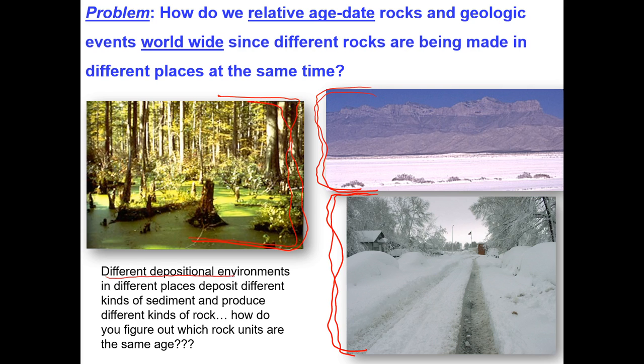Different depositional environments in different places deposit different kinds of sediment and produce different kinds of rocks. So how do we figure out which rocks are the same age? Because the coal beds being formed right now in Louisiana are going to be the same age as the evaporite deposits being formed right now in California, and the shale deposits being formed right now in Michigan. How do we realize they're all the same age?